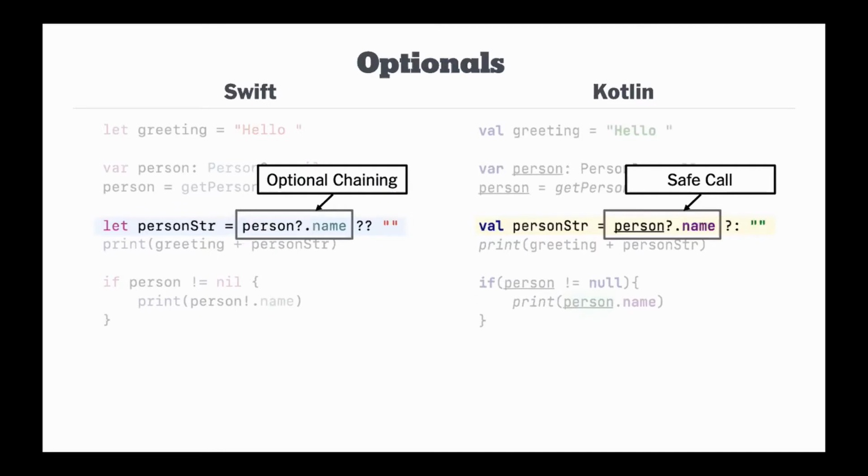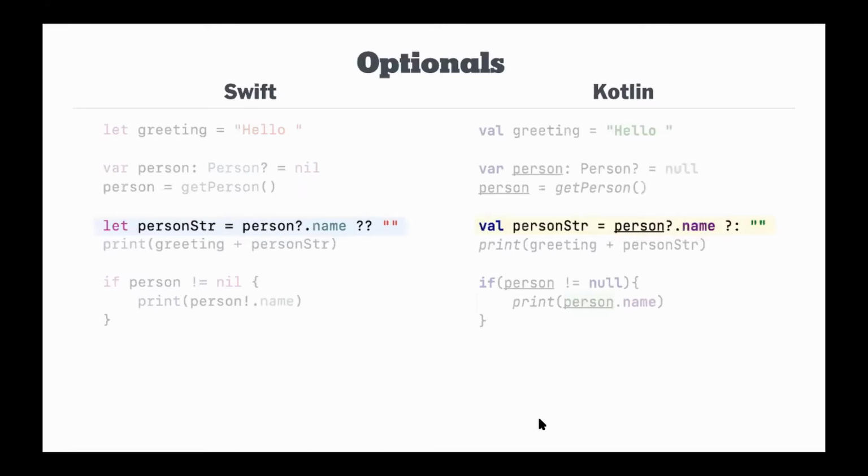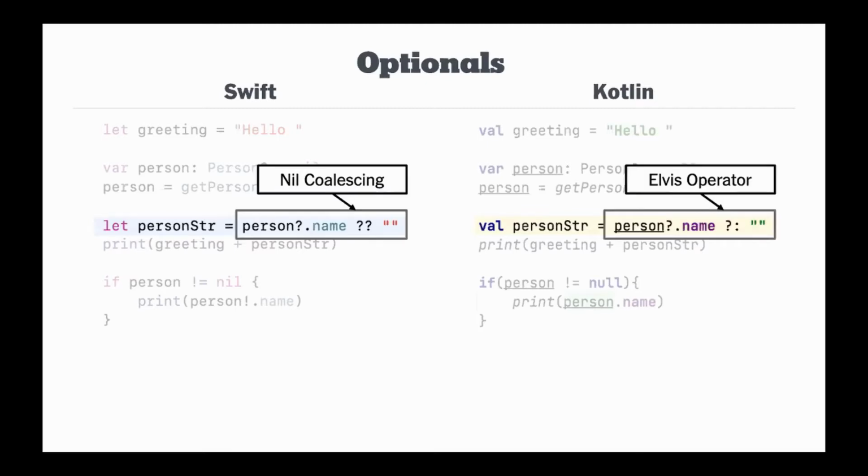So in Swift, this is called optional chaining, and it's equivalent to the safe call in Kotlin, where we'll only get that variable or call that function if, for example, person is not null. Now, say we wanted to actually get the variable's value and provide a default value if that value or person is null, then we can use the double question marks in Swift. This is known as nil coalescing, which is the equivalent to the elvis operator in Kotlin.